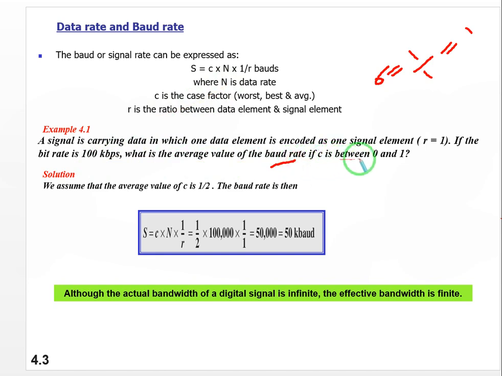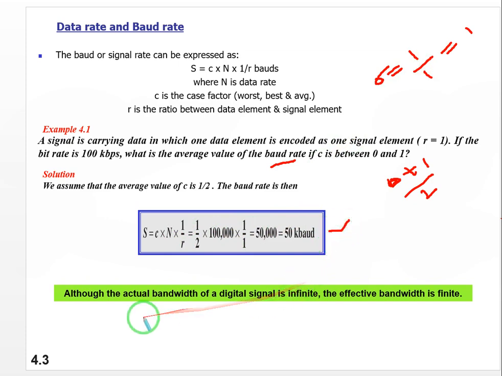c is between 0 and 1. Okay, so it's the average value, so you need to find it; it can be 1 by 2 as well. So we have the formula, S = c × N × 1/r, and c is your factor. It is between 0 and 1, so we take the average value of 0 plus 1, always take the average value of c, so it can be 1 over 2. So 1 over 2 multiplied by the data rate, then what is your r? r is 1 over 1 because we already defined r as 1. So your signal rate is 50 kilobaud.